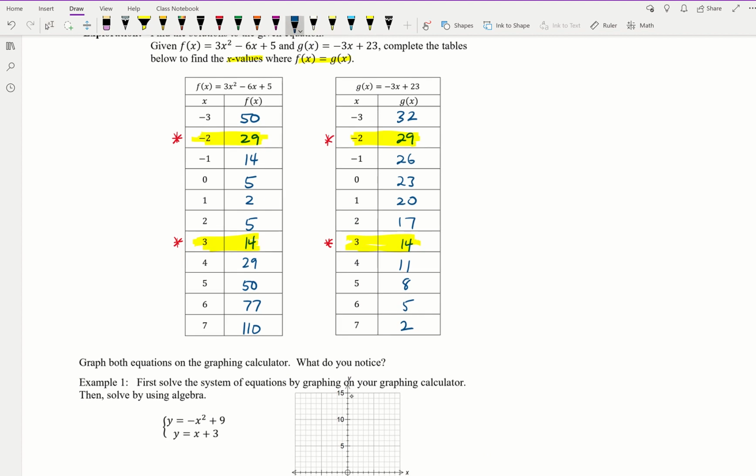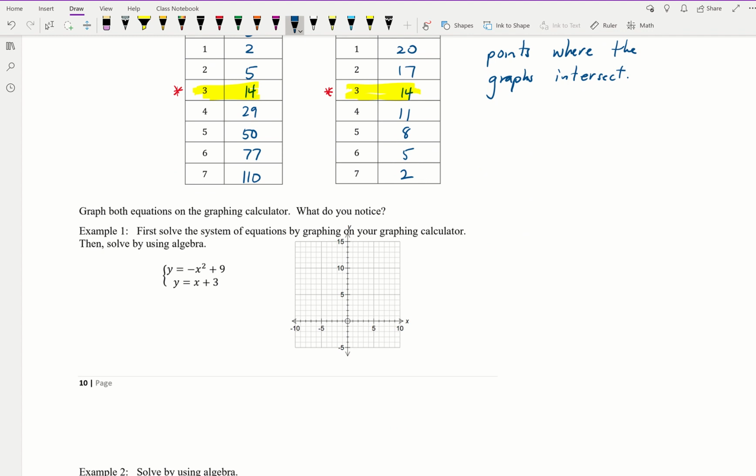The solutions are the points where the graphs intersect. That's important to understand when we're solving systems, because we're looking for the points where the functions intersect each other, and those become the solutions of our system. That's kind of the key to this unit.